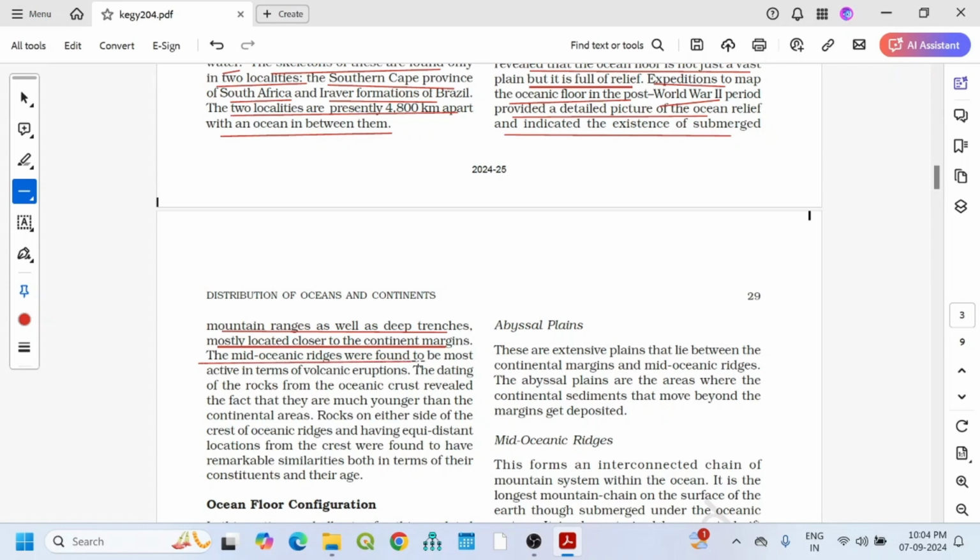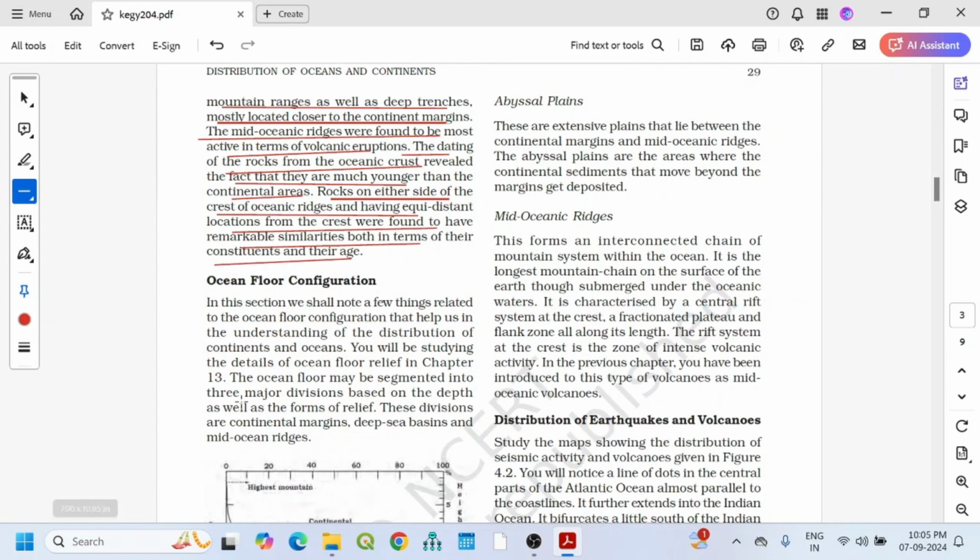The mid-oceanic ridges were found to be the most active in terms of volcanic eruptions. The dating of the rocks from the oceanic crust reveals the fact that they are much younger than the continental areas. Rocks on either side of the crest of oceanic ridges and having equidistant locations from the crest were found to have remarkable similarities both in terms of their constituents and their age.